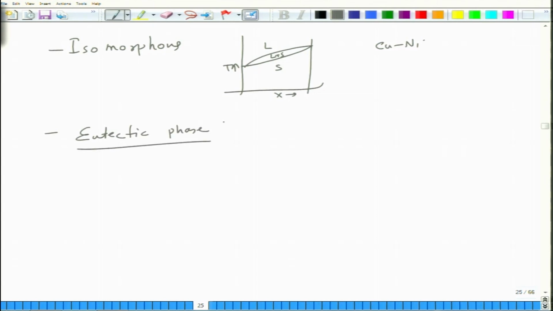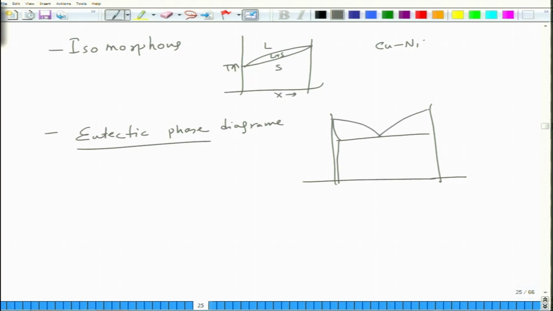Eutectic phase diagrams are the ones where delta H mix tends to be slightly higher as compared to isomorphous, and you have some solid solubility on the terminal ends, but in between they tend to phase separate. If the melting point difference is not huge, then you tend to make a phase diagram like this. Then we have the peritectic phase diagram.